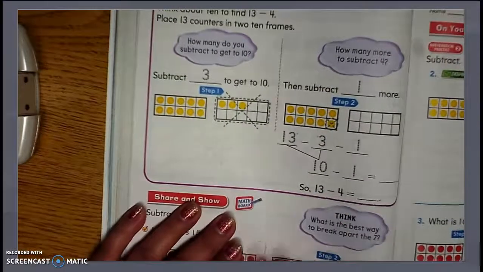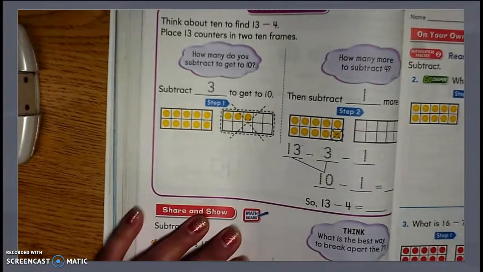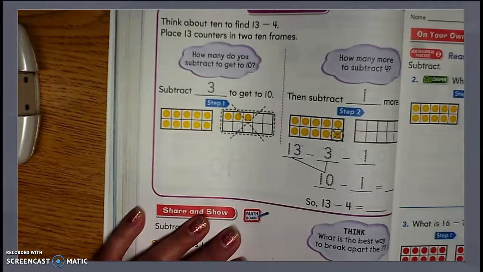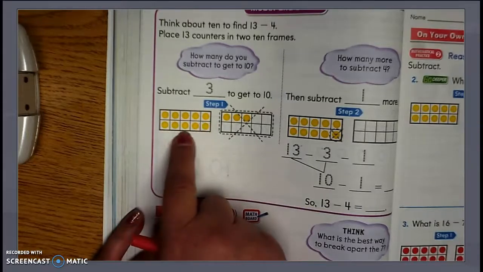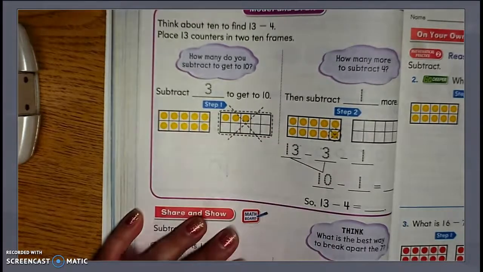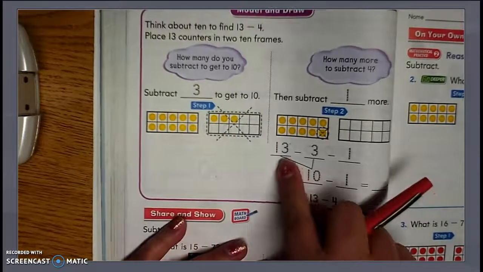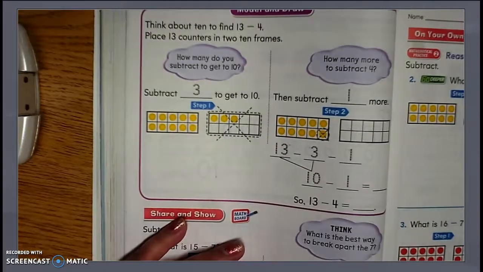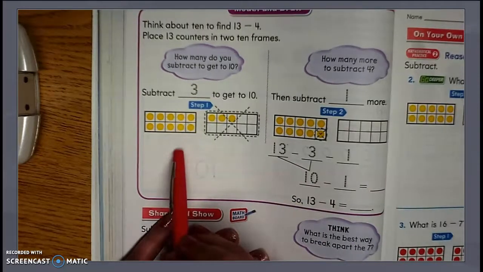So think about 10 to find 13 minus 4. You're going to have 13 counters in 2 10 frames. I have one 10 frame that's completely filled out with yellow counters. And then I have 3 counters over here, but we're going to cross those out. If I cross those out, so 13 minus 3, that will take me down to a 10 frame, right? That would bring me back to a 10.